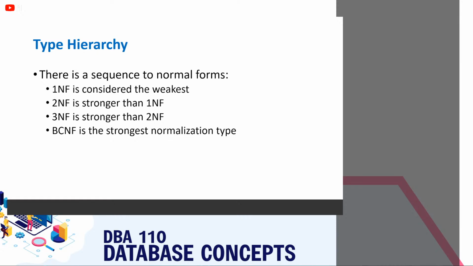So the further we push our normalization, the better we can kind of sleep at night knowing that our data is less vulnerable to anomaly, which is good. Right? So first normal form is considered the weakest. Second normal form is stronger than first normal form. Third normal form is stronger than second normal form. Boyce-Codd normal form is the strongest type of normalization, in parentheses, that we discuss. Right? There is a 4th normal form and a 5th normal form, like I mentioned.